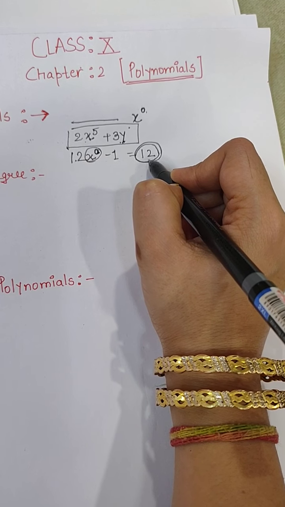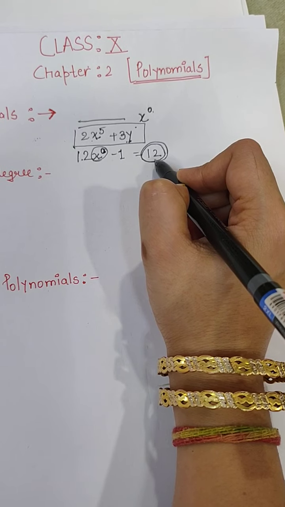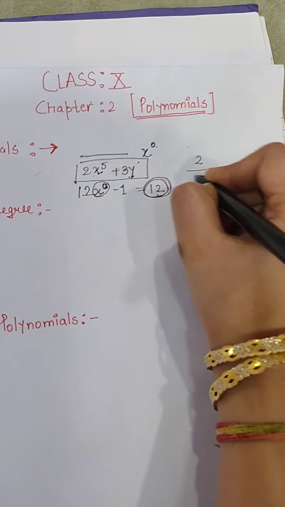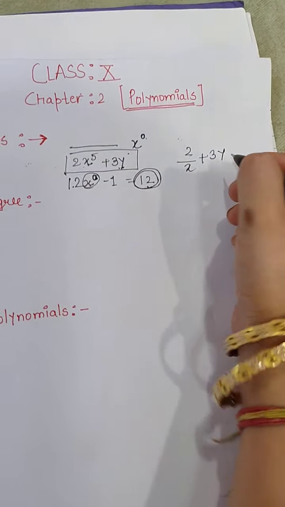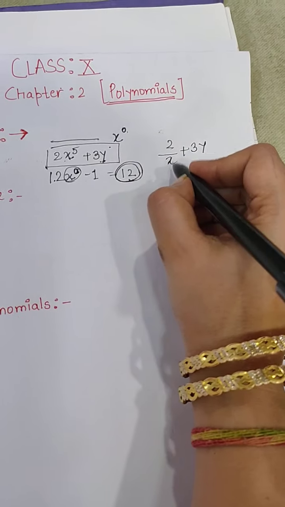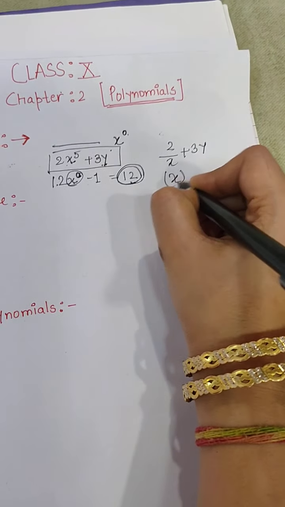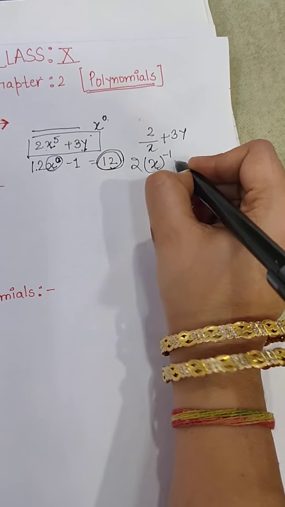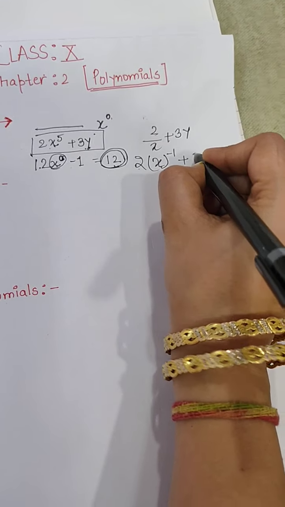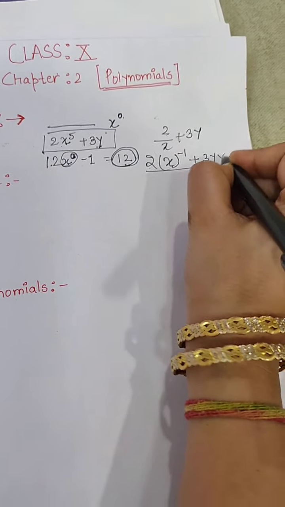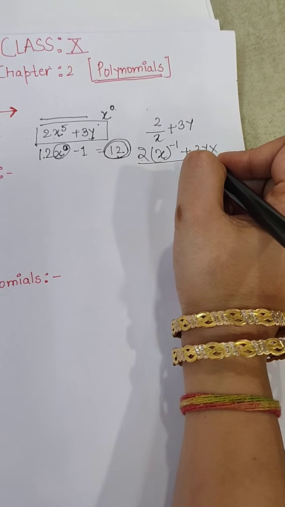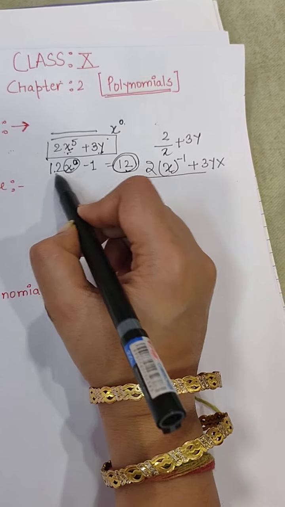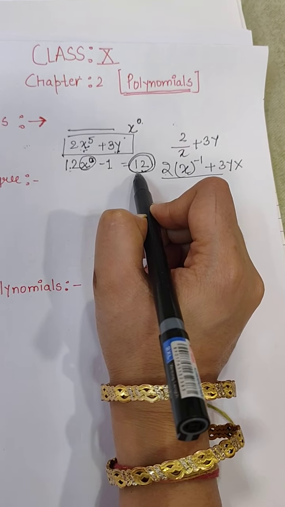But only keep it in your mind that the power of the variable should be a whole number. Like if I am telling you 2 upon x plus 3y, is this a polynomial? No. Why? Because when we shift x to the numerator, its power will be negative, and minus 1 is not a whole number. This expression will be 2x raised to the power minus 1 plus 3y. So this is not a polynomial. Clear? So this is a polynomial in two variables. This is a polynomial. This one is a constant polynomial.